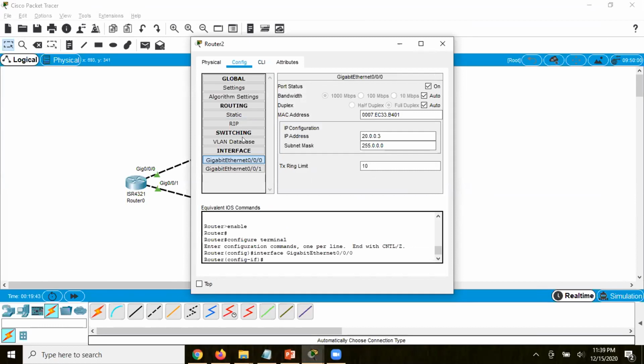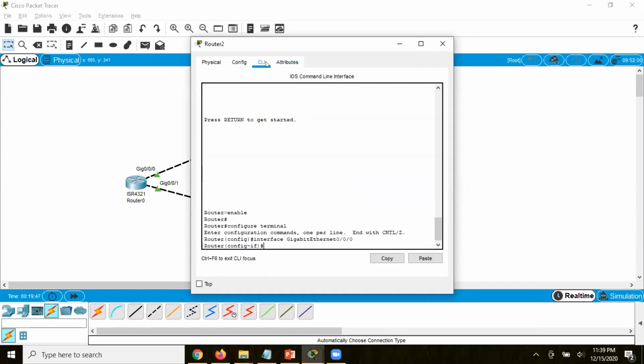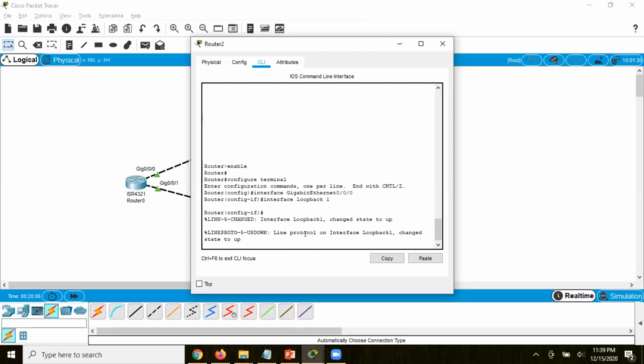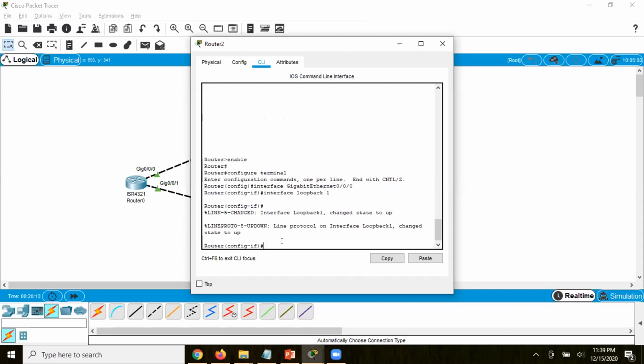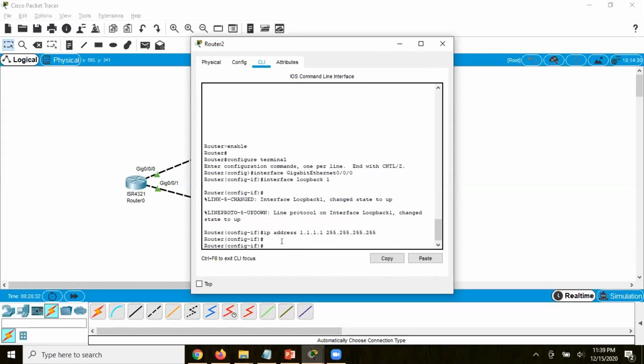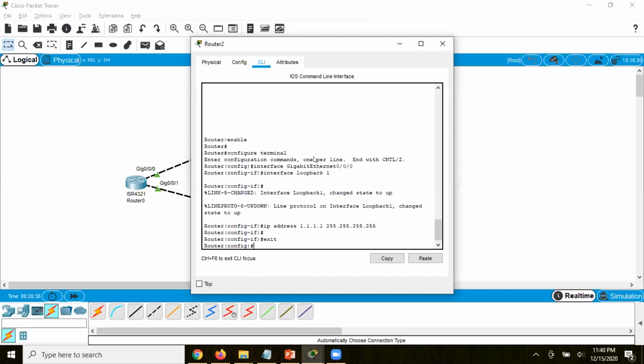Configuration interface. Yeah, it's done. CLI. Interface. Loopback, space one. Yeah. Okay. Enter. You know, IP address. Again spelling the ADD. That's it. Yeah, now router zero.